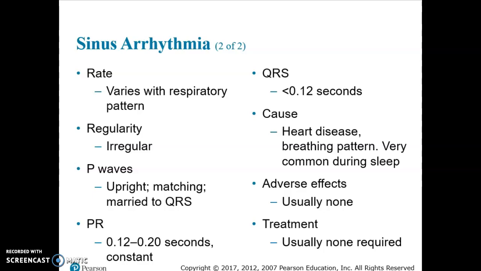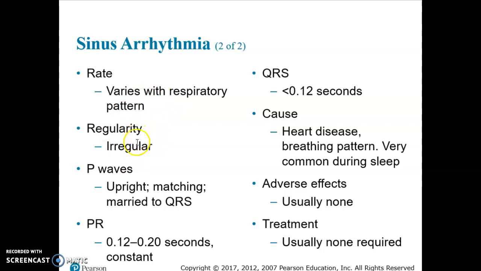The longest RR cycle exceeds the shortest by greater than or equal to 0.16 seconds, by 4 or more little blocks, okay? So the longest RR cycle exceeds, so it goes past the shortest by greater than or equal to 0.16 seconds, which is 4 or more little blocks. So the rate varies. It can vary with respiratory pattern.